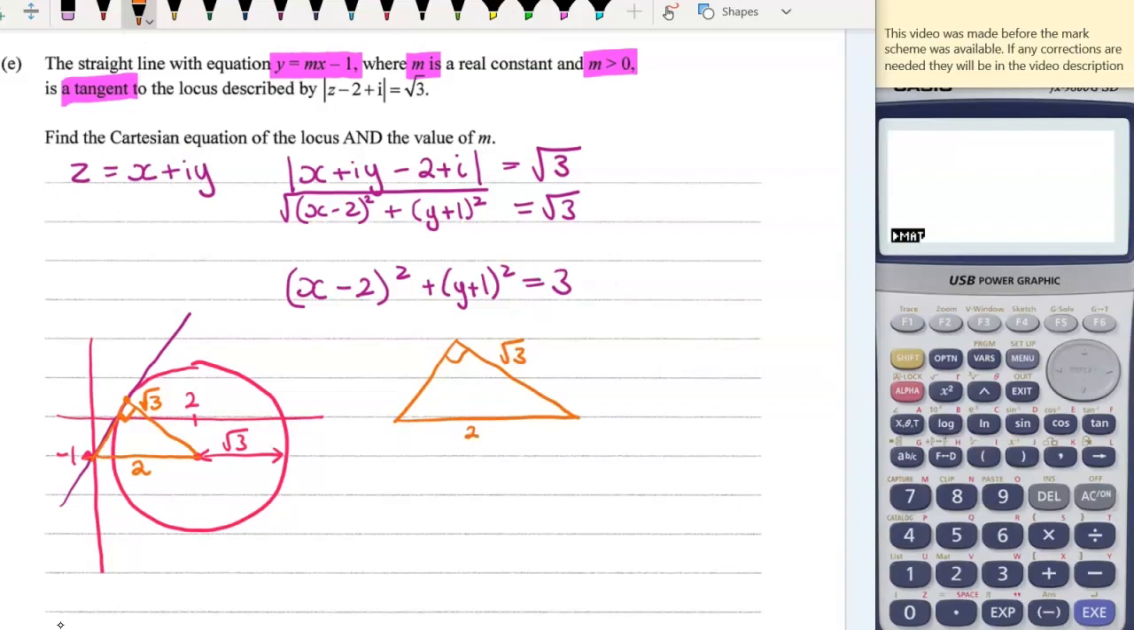Now that's a special triangle. I know that length is 1. It's on your formula sheet, or you could just do Pythagoras to work it out. Now with that particular triangle, that gives me that this angle here is π/6, and this angle is π/3.